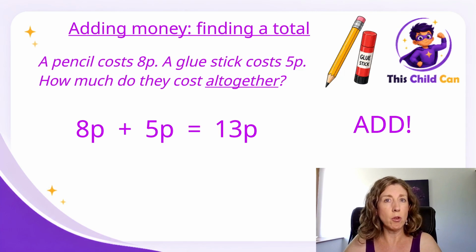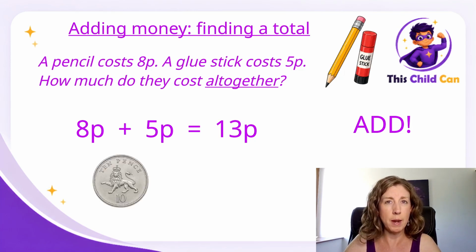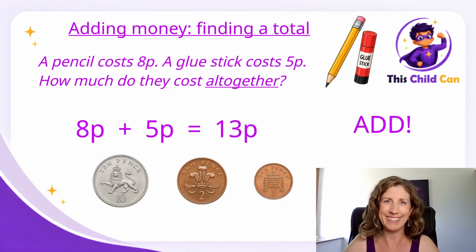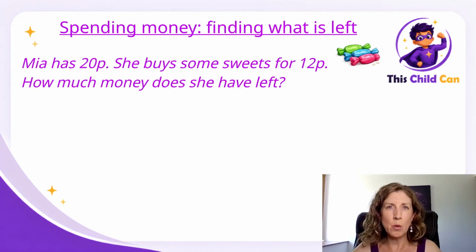Now we can link this back to coins. Which coins can we use to make 13p? And one possible solution would be to use a 10p, a 2p and a 1p. Let's now look at finding what is left. In this example, Mia has 20p. She buys some sweets for 12p. How much money does she have left?